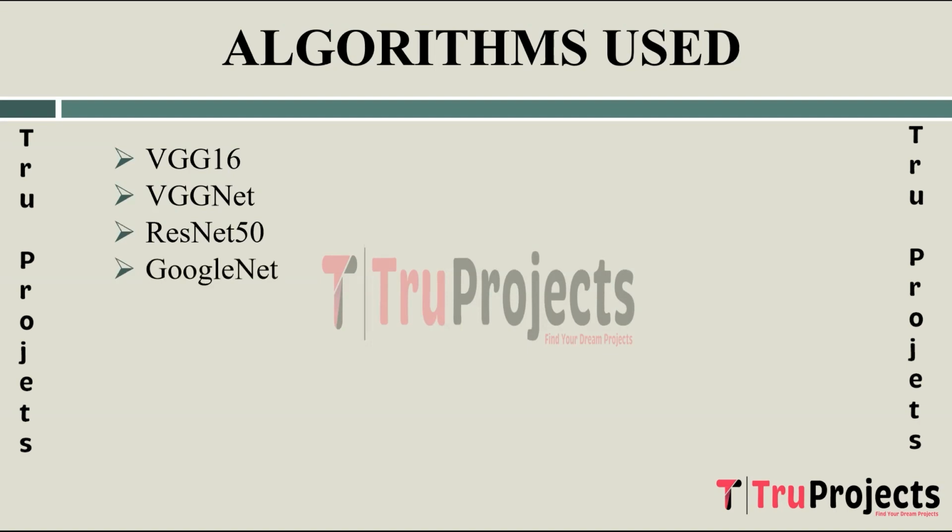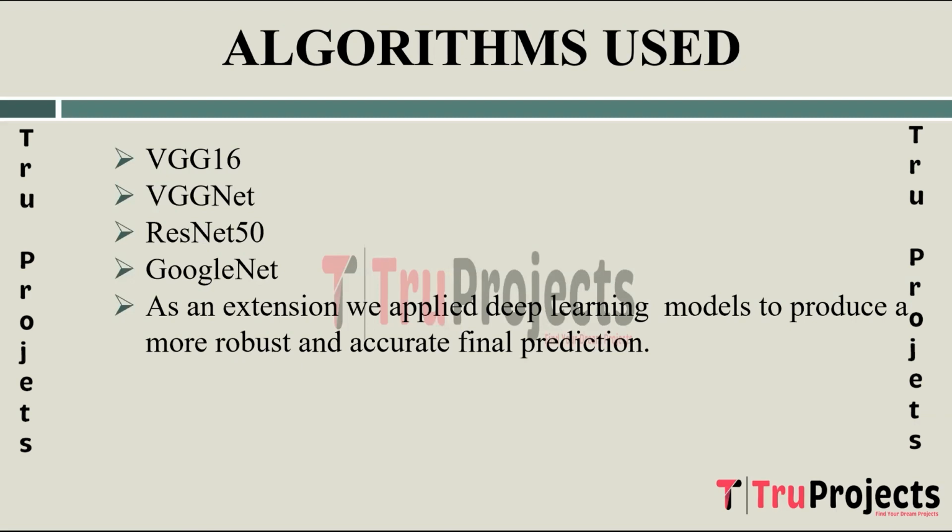GoogleNet. GoogleNet, also known as the Inception architecture, was designed by Google and is characterized by its Inception modules. These modules use multiple convolutional layers with different kernel sizes in parallel and concatenate their outputs to create a diverse set of features at each stage of the network. This architecture aims to capture both local and global information efficiently. GoogleNet won the ImageNet Large-Scale Visual Recognition Challenge in 2014 due to its accuracy and computational efficiency. As an extension, we applied other deep learning models to produce a more robust and accurate final prediction.